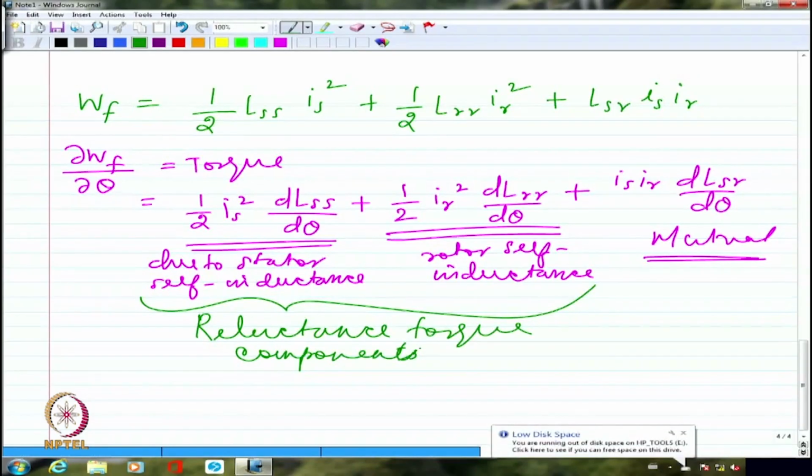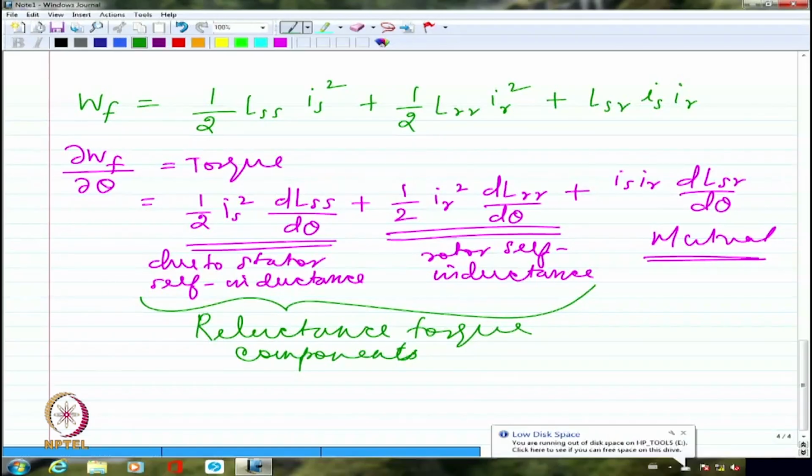So the reluctance torque components will be visualized only if physically the reluctance itself is changing for some reason or the other, maybe because of the movement of the rotor which is having protruding structure. You guys understand? It's not a smooth structure. It is having protrusions in the form of poles.